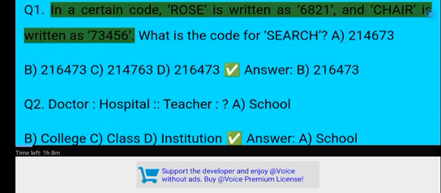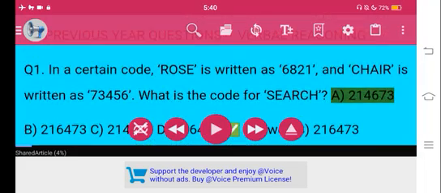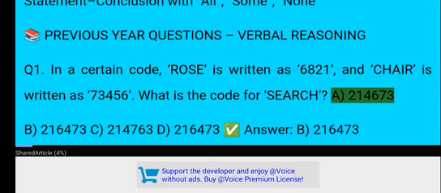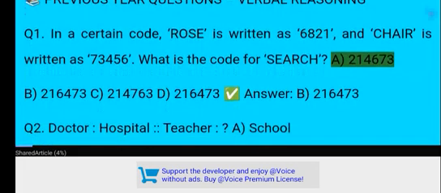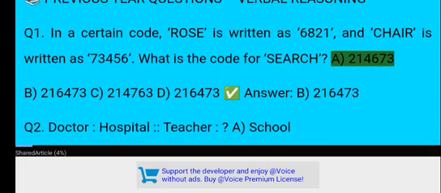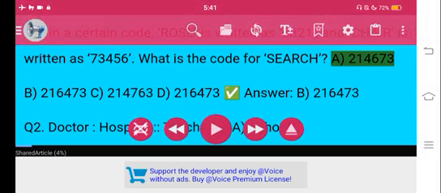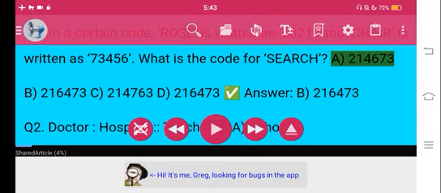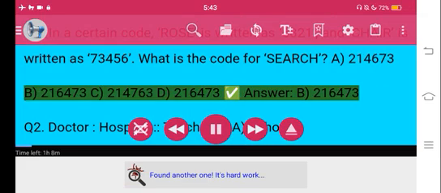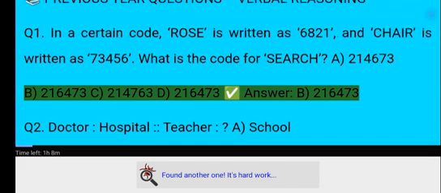Q1. In a certain code, ROSE is written as 6821, and CHAIR is written as 73456. What is the code for SEARCH? Options: A, 214673. B, 216473. C, 214763. D, 216473. Answer: B, 216473.